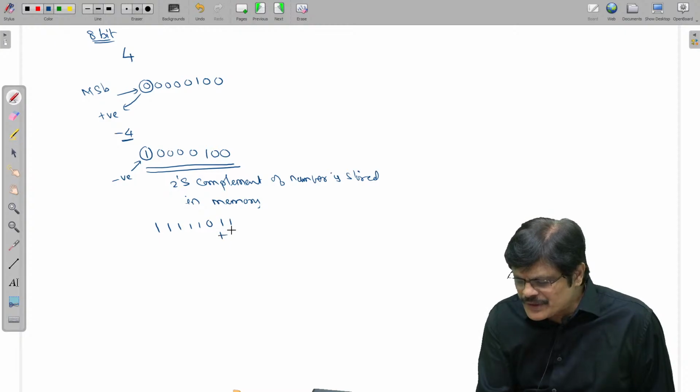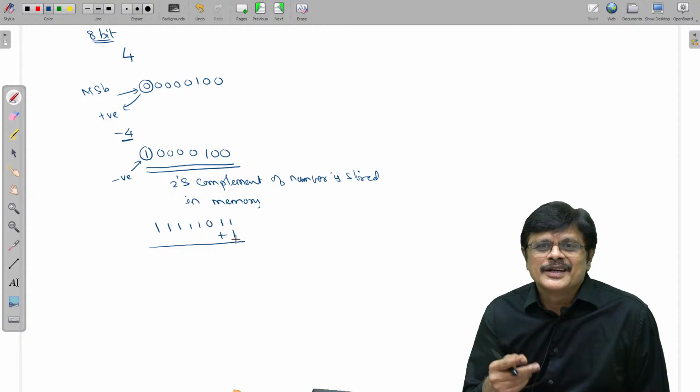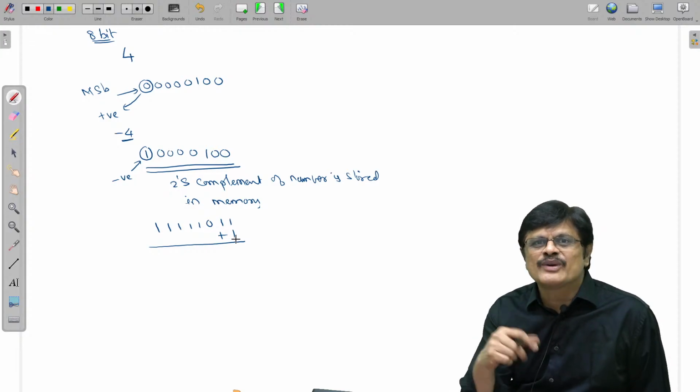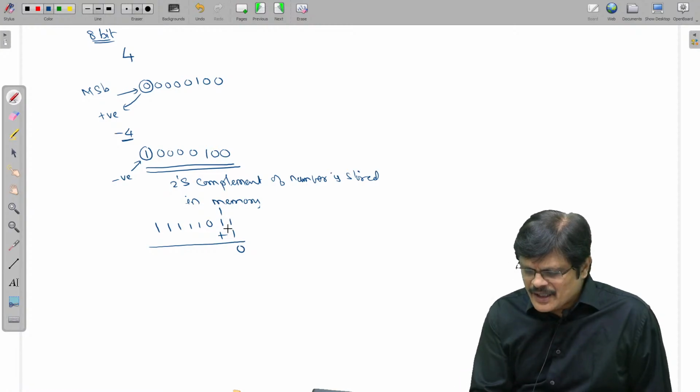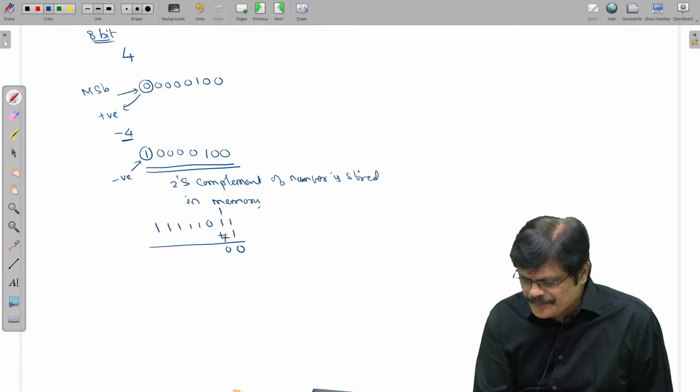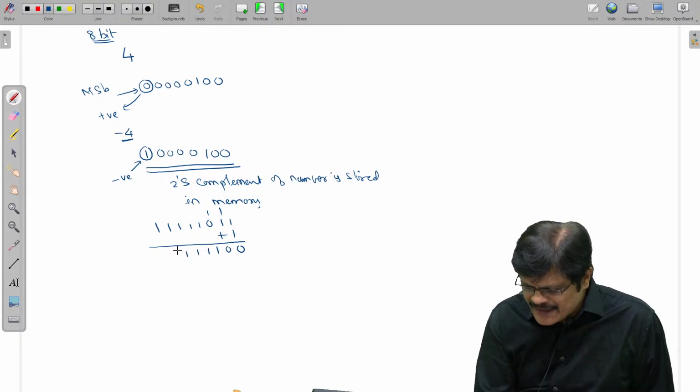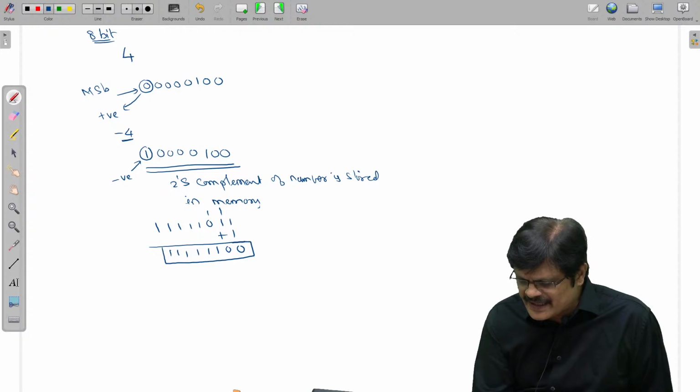Then add 1 to it. So 1 plus 1, don't say 2, it is binary addition. 1 plus 1 is 1, 0. So 1 is the carry, you get 0, 1, 0. Now 1 plus 1, 1, 0. You carry, you get 1. So this is how it is represented in the memory, my dear friends.